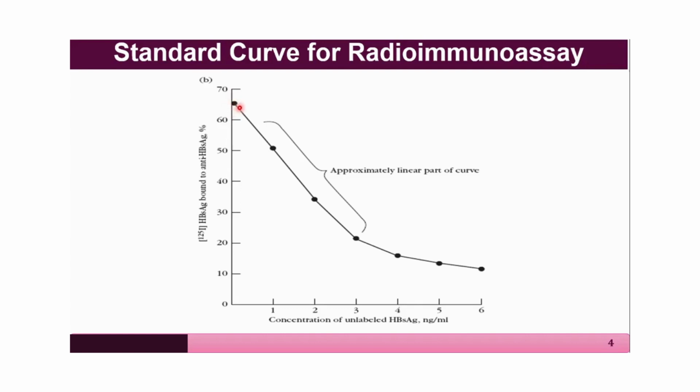Now, as you increase the concentration of unlabeled antigen in the sample, the curve will appear like this, partly linear, and then it will start becoming flat.